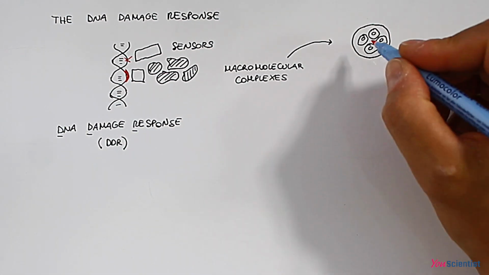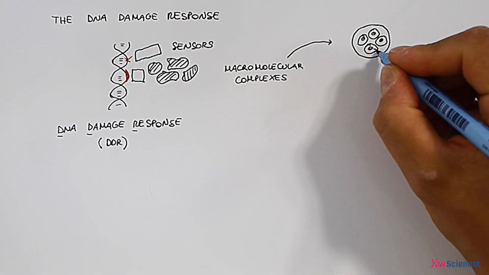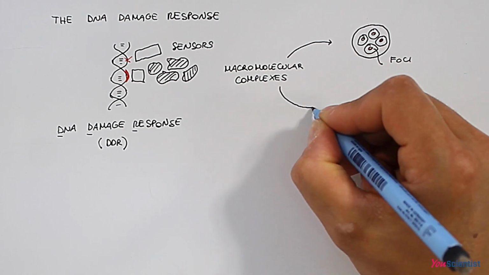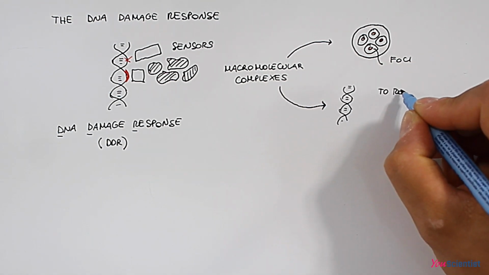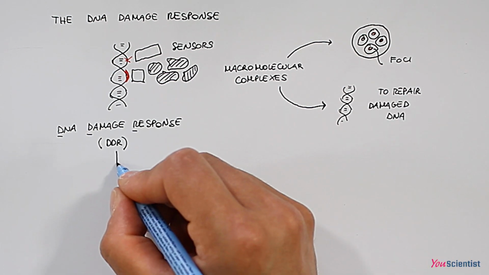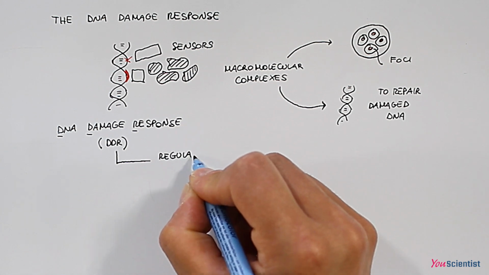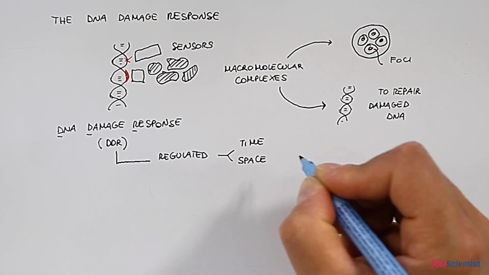These complexes can even be visualized under a microscope as small spots called foci. These macromolecular complexes trigger a series of coordinated events that result in the repair of the damaged DNA. The DNA damage response is regulated to make sure that the right factor comes at the right moment and place.